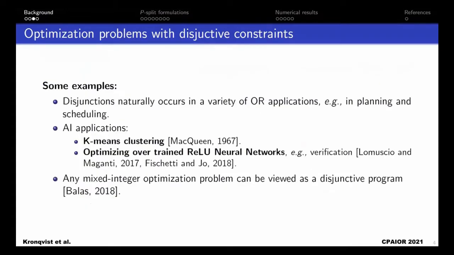But in fact, any mixed integer optimization problem can be viewed as a disjunctive program. For example, if we have a binary variable, then we naturally get a disjunction from the fact that the variable is either 0 or 1.